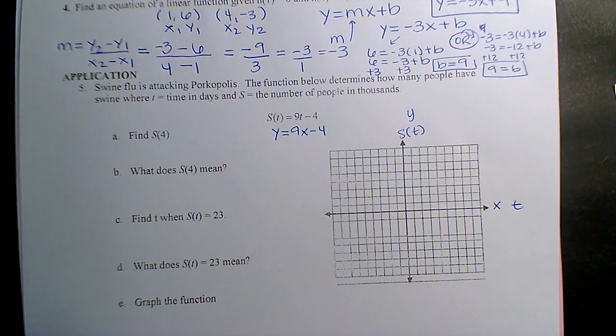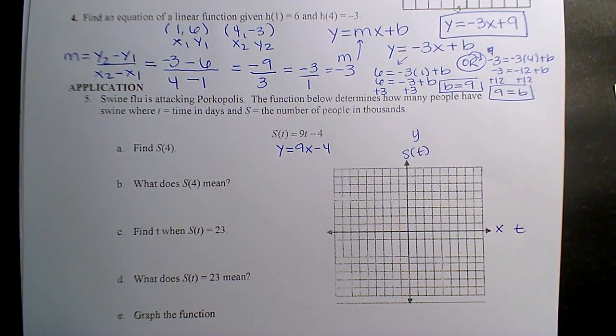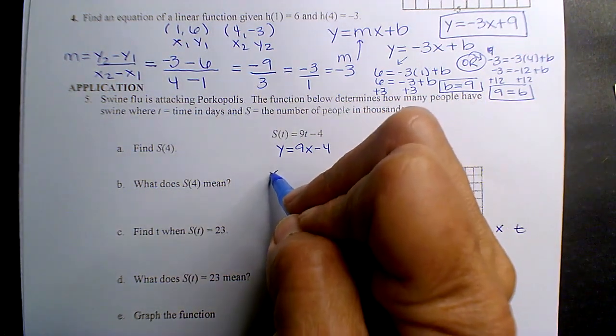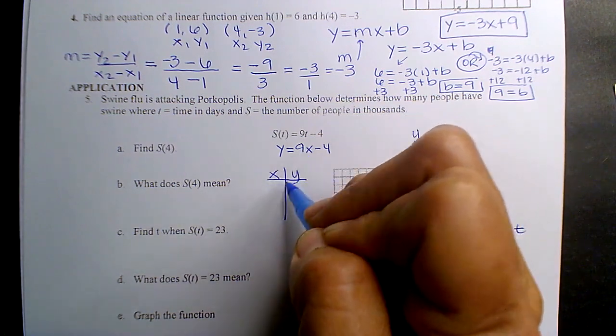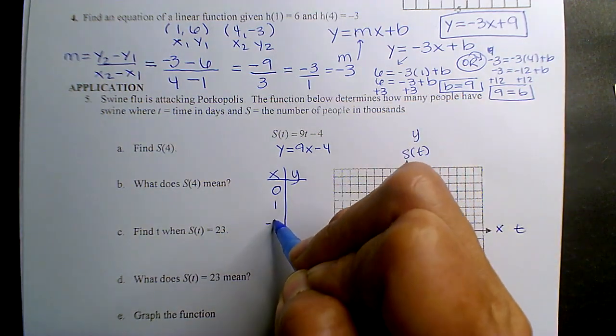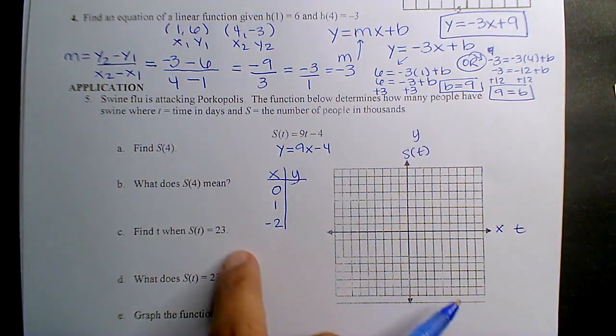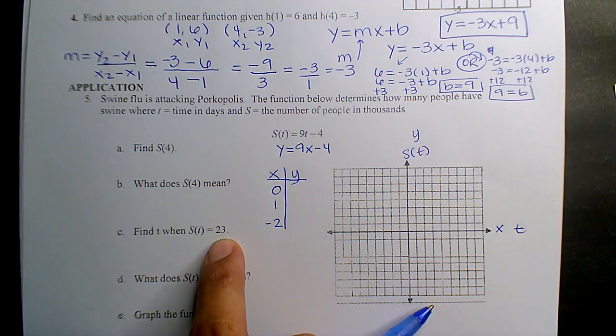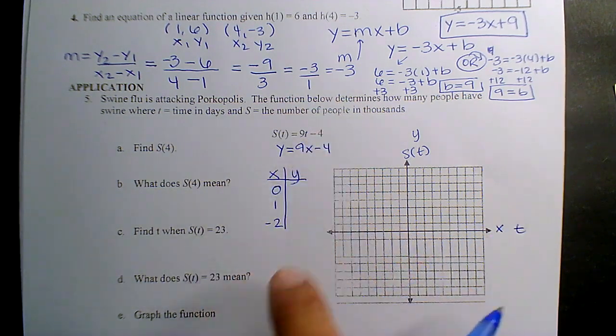If you want to use an XY table, you can. So if you want to use, like, when x is 0, when x is 1, maybe when x is negative 2, it's up to you. Because you have 4, you have 23 here, you could substitute it. So we'll solve it algebraically, but also, because 23 is long, you're going to have to solve for it. You'll get 3.